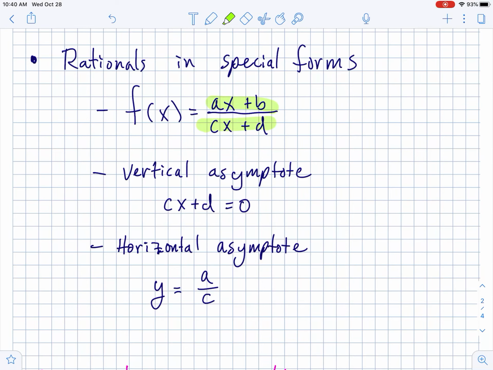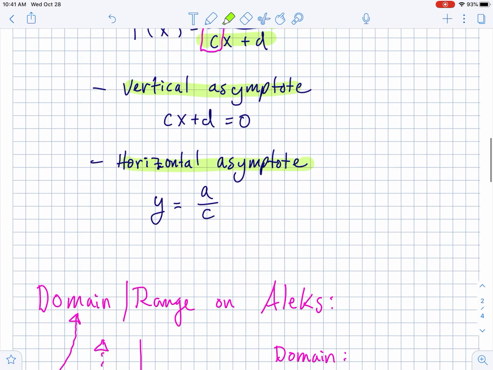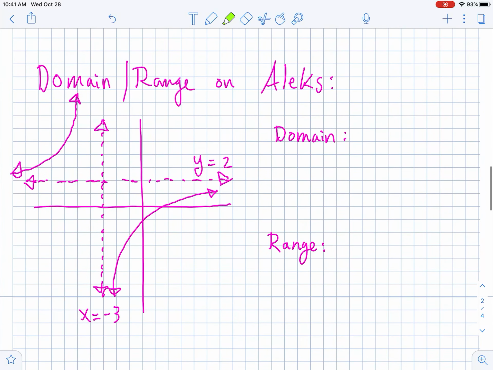One of the last things we talked about was a special form of rationals where you have a linear over a linear, ax plus b over cx plus d. In that lesson, we talked about how if you set the denominator equal to 0, you can find the equation of your vertical asymptote. And as long as it's linear over linear, the ratio of the leading coefficients is your horizontal asymptote.